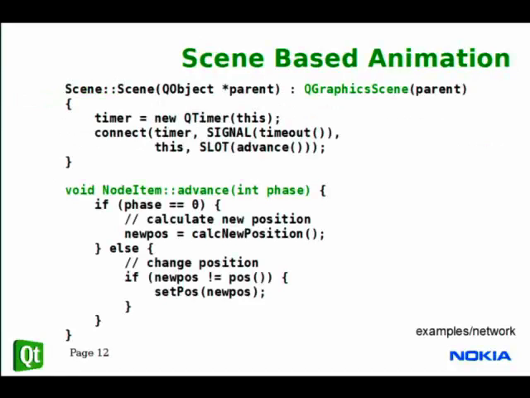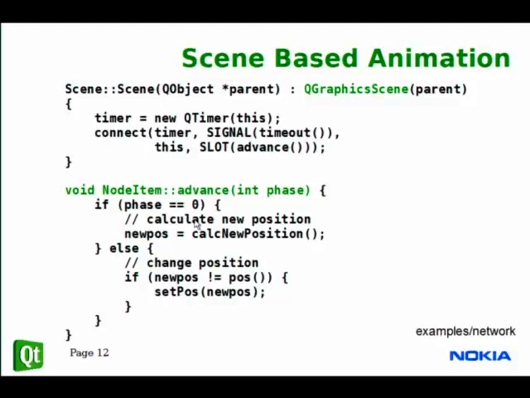So here we have an example of scene-based animation. This is from a different example called network, where the scene connects to just a regular QTimer and calls advance on the scene. Then the scene's advance will call each node item's advance twice, once with a phase of 0 and once with a phase of 1.